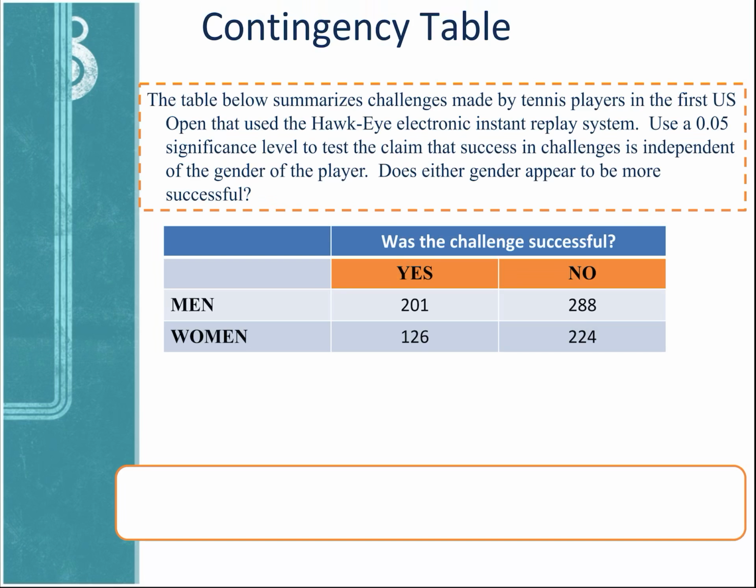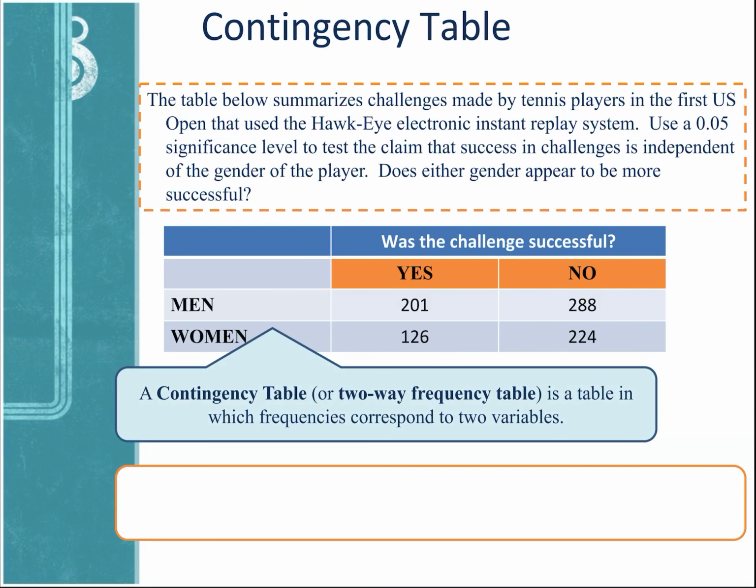So here we have a table of men and women in the rows, and whether their challenges were successful or not in the columns. So 201 men were successful in their challenges, and 288 men were not successful. And 126 women were successful in their challenges, and 224 were not successful.